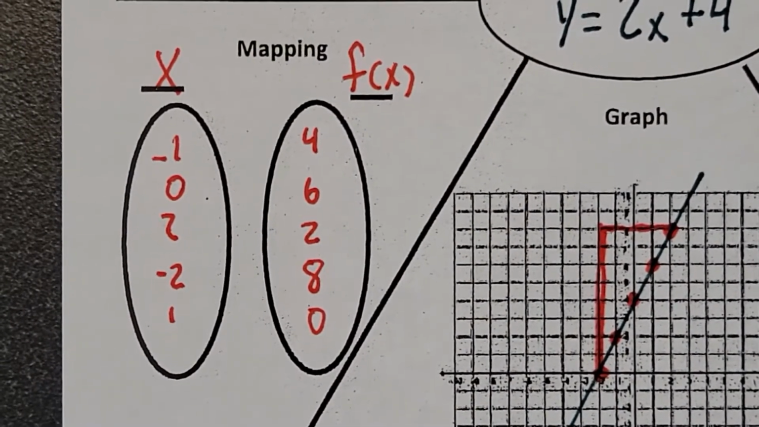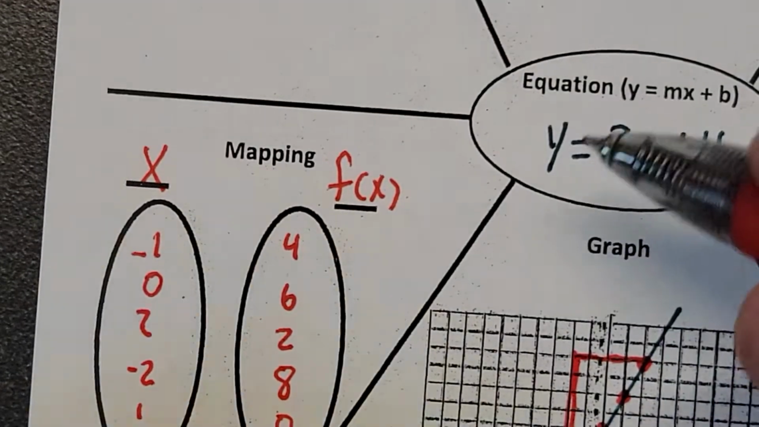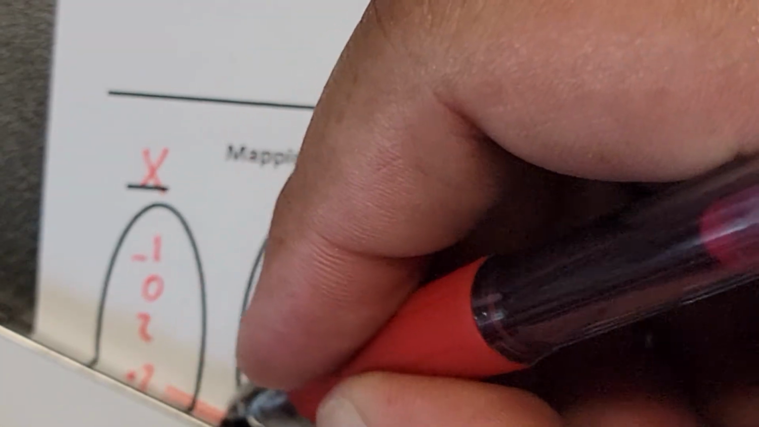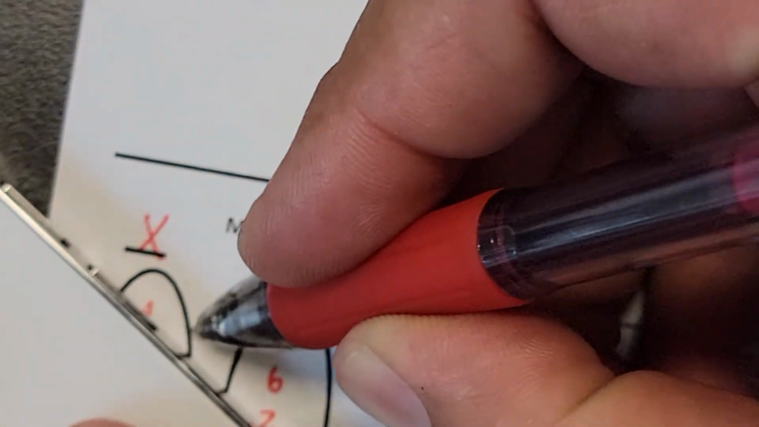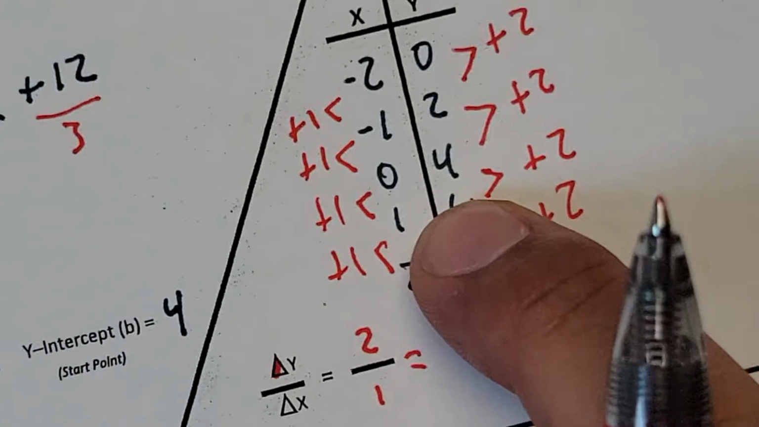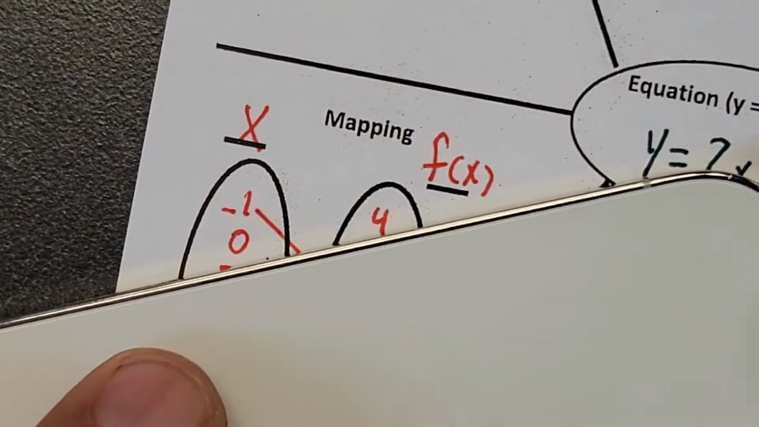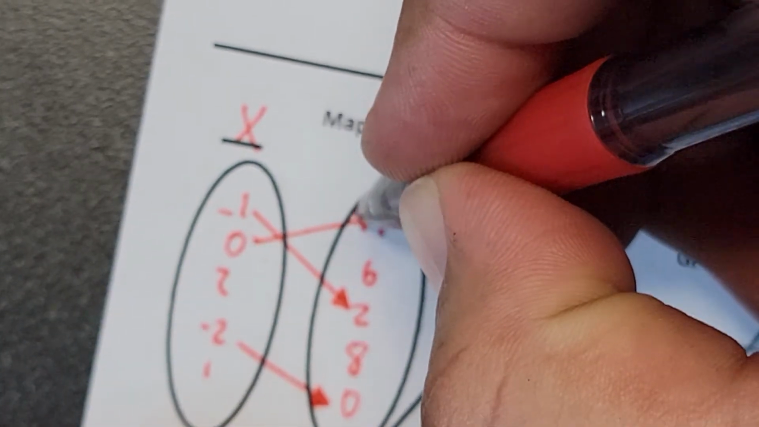So from here, we're going to go ahead and just connect them. So the -2 goes to the 0. All right, -2, 0. Boom. All right. Next, -1 goes to 2. 0 goes to 4. All right. 0 goes to the 4 this way. There you go.